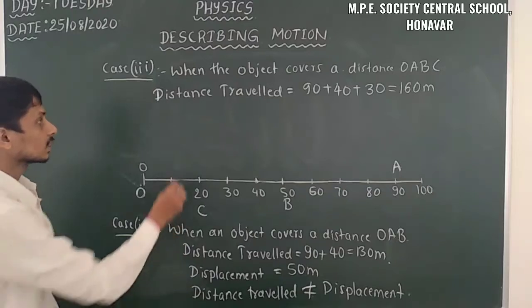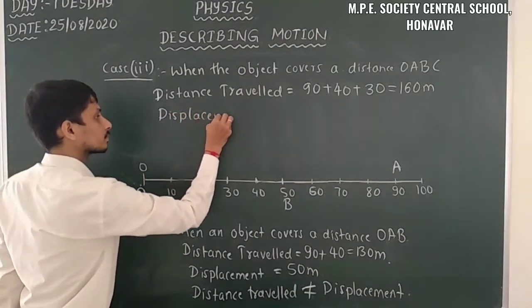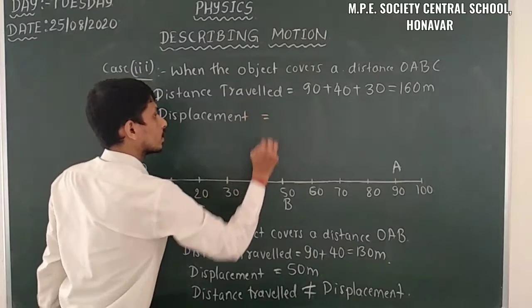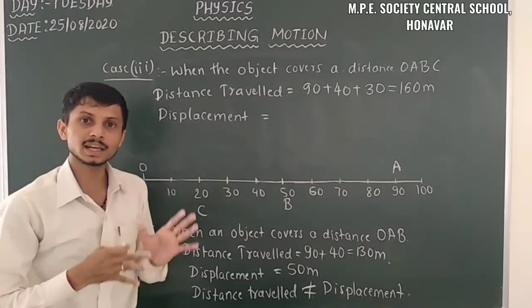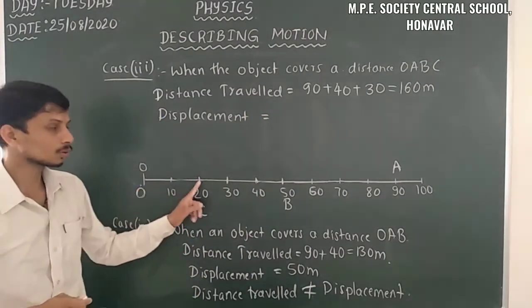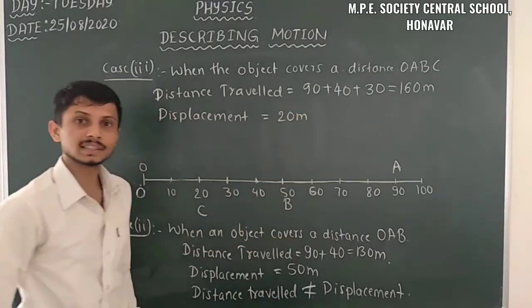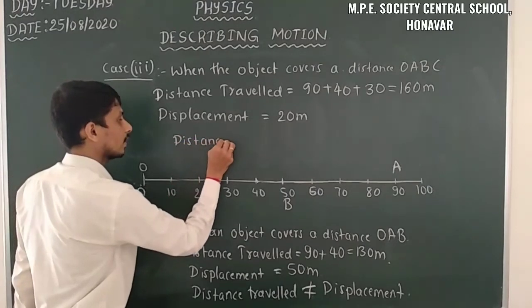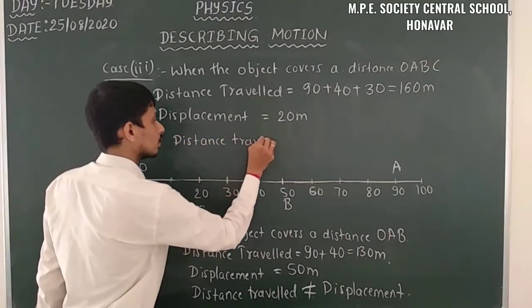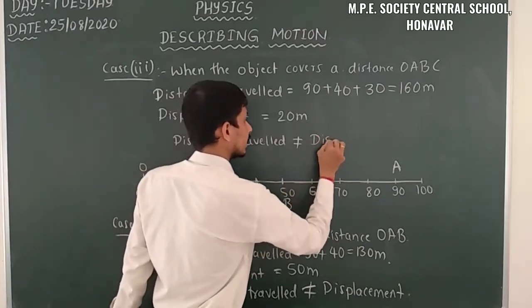Then we have to discuss displacement. What is the displacement here? Displacement is the shortest distance between initial and final position. Here O to C is only 20 meters. Here distance traveled is not equal to displacement.